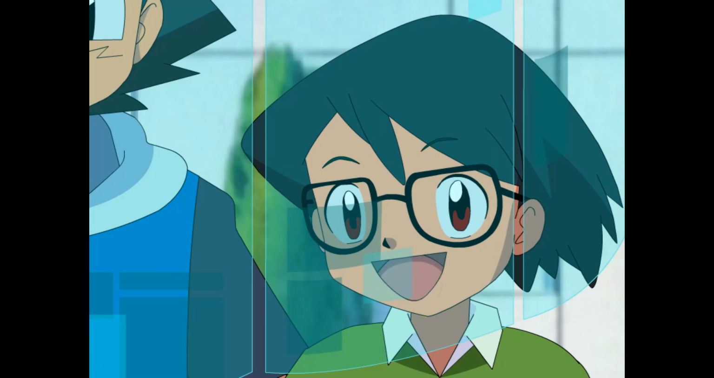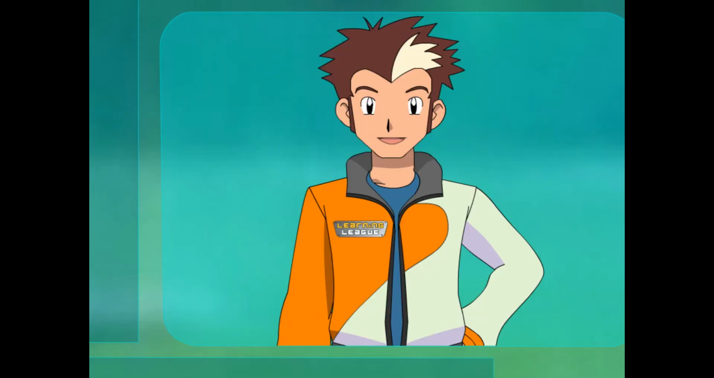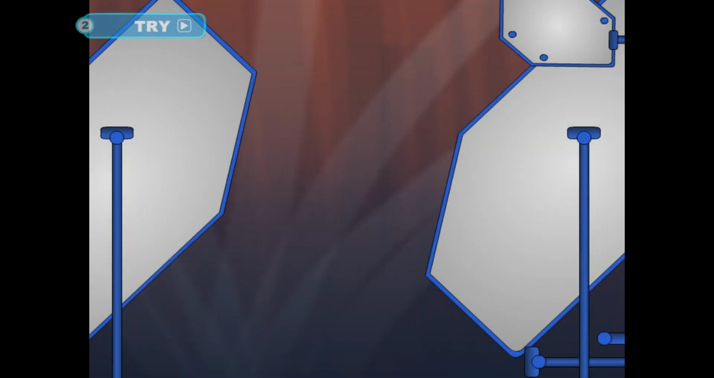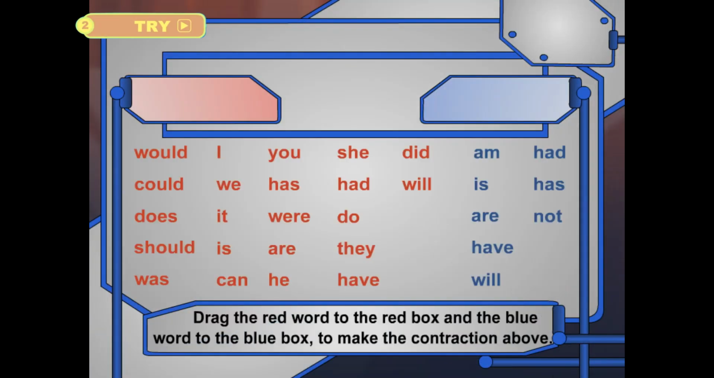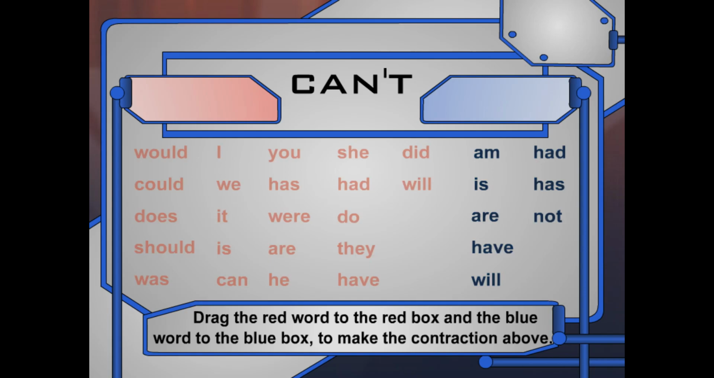With all these contractions, maybe we should practice first. Great idea. I bet Lex can cook something up. No problem. Get ready for some contraction action. Take a look. Which two words can be combined to make this contraction? Choose one word from the red list and one word from the blue list. Our first contraction is can't. Help me out. Which red word is part of this contraction? Click on a red word and move it to the red box.